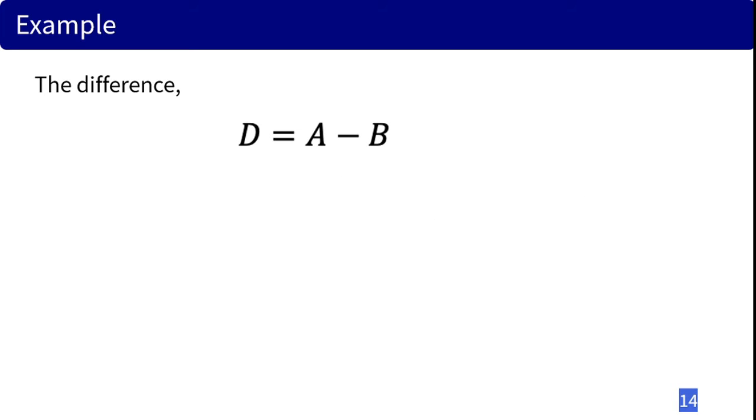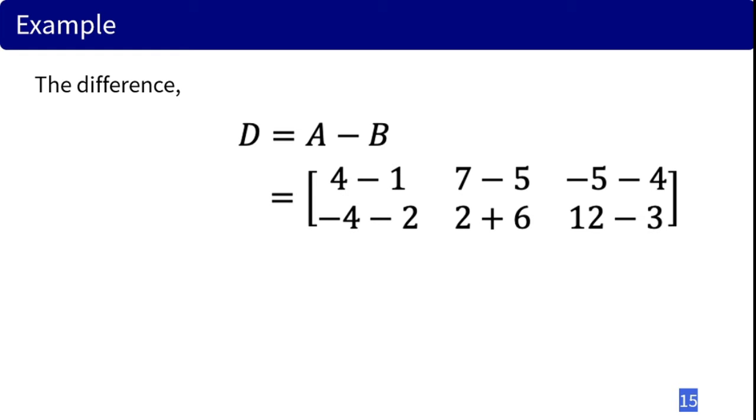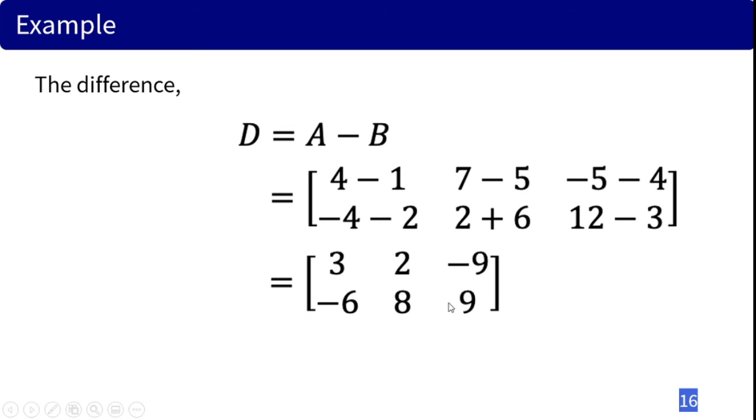Meanwhile, by letting D be the difference, we get the differences of A and B, where the elements of B are subtracted from the corresponding elements in A. Therefore, we have the matrix D, or difference matrix, with the following elements. Okay, we obtained these elements such as 2, 3, 2, negative 9 by subtracting the elements of B from the corresponding elements in the matrix A.